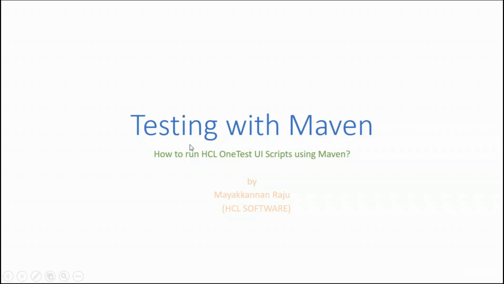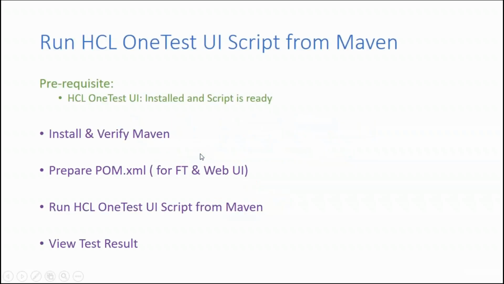All we have to do is, in three simple steps, we can execute HCL OneTest UI scripts from Maven. All we need is to have HCL OneTest UI installed on our machine, and a script ready that we can use to run from Maven. As a first step, we need to install Maven on the machine where you would like to execute your scripts using Maven. So let's see how to install Maven.